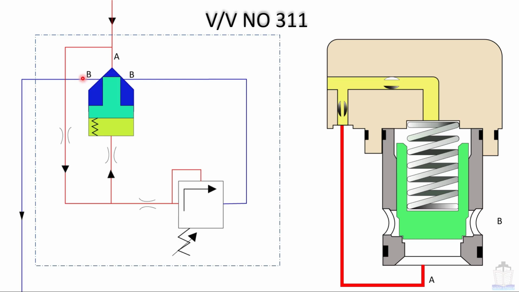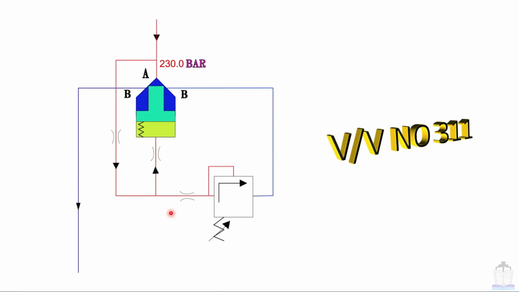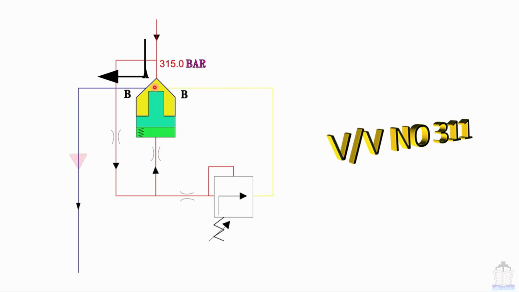So that is how this valve number 311 functions. That means this valve 311 actually is a combination of two valves. This is the main valve and this is the pilot valve. Now I am going to show you the valve number 311 function with the help of animation. Now you can see that once it reaches 315 bar, this pilot valve opens, this line is depressurized, this valve opens and the whole oil goes to the drain, and thereby hydraulic pressure disappears.